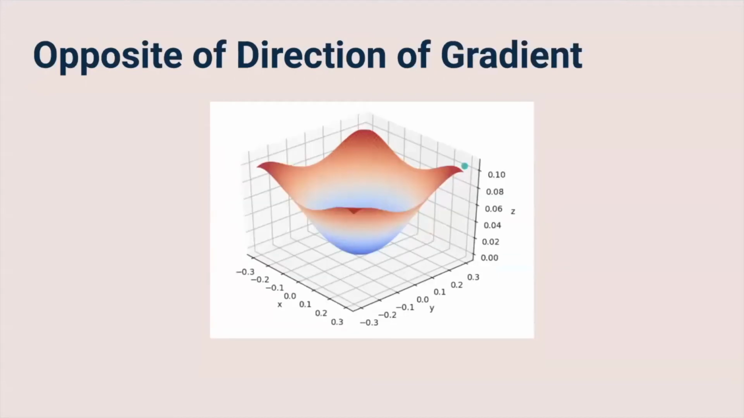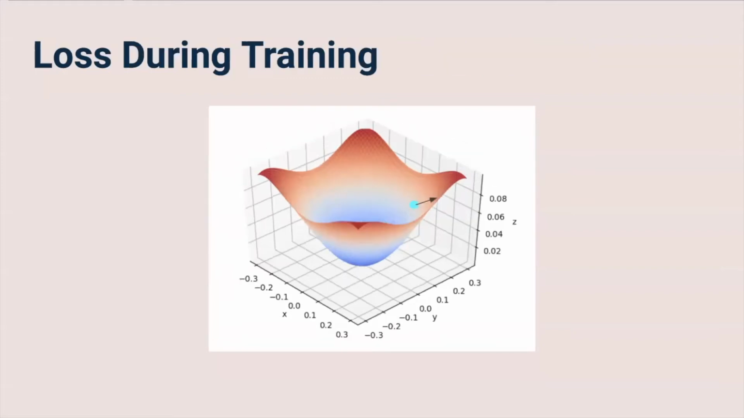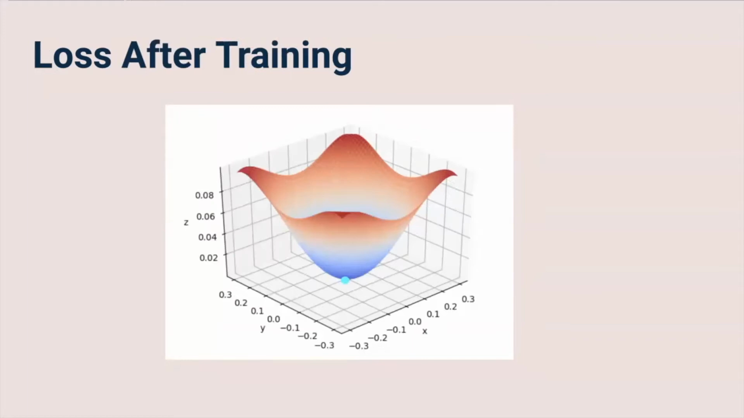And as a reminder, we want to go in the direction opposite of the gradient. So for this function, we would be traveling downwards. We can see that because the gradient is the highest delta, it would actually be pointing upwards. So instead, we would be traveling directly downwards. And so the loss after training is going to be at the bottom of said function.